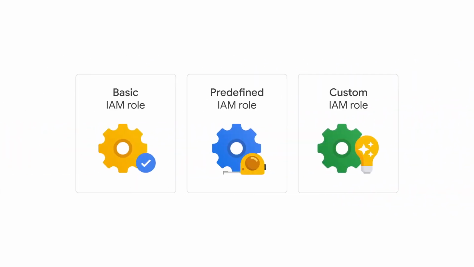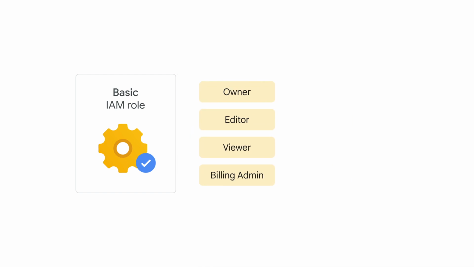There are three kinds of roles in IAM: basic, predefined, and custom. The first role type is basic. Basic roles are quite broad in scope. When applied to a Google Cloud project, they affect all resources in that project. Basic roles include owner, editor, viewer, and billing administrator. Let's look at these basic roles in a bit more detail.